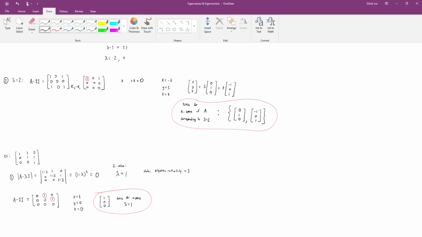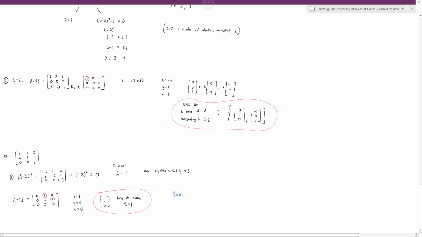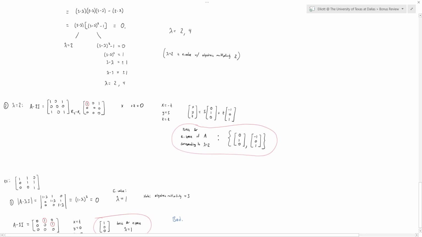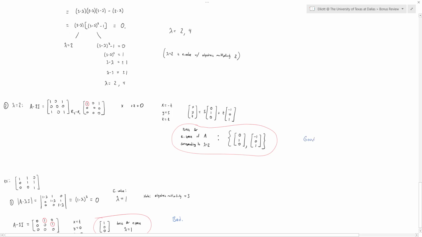I'm not going to talk too much about that right now. I'll talk a little bit more about it in the next review instead. But in a situation like this where the dimension of the eigenspace doesn't match the algebraic multiplicity, that's kind of bad for reasons that we'll talk about next time, okay? Whereas when the dimension of the eigenspace matches the algebraic multiplicity of the eigenvalue, that's kind of a good thing. So we'll talk more about that next week.